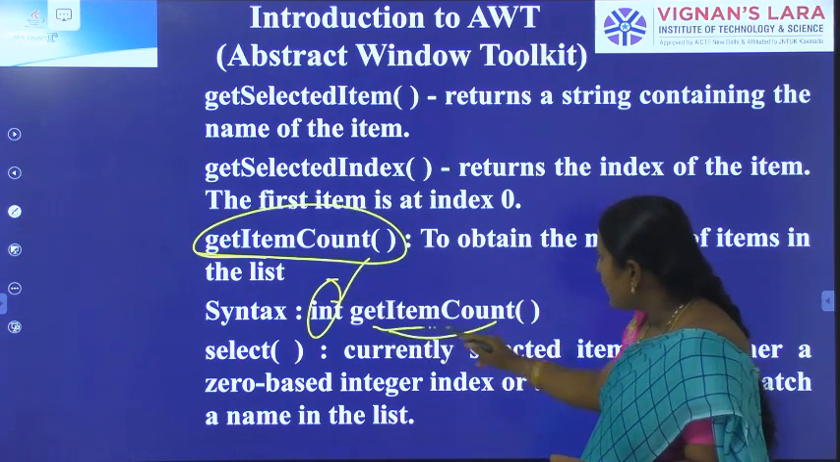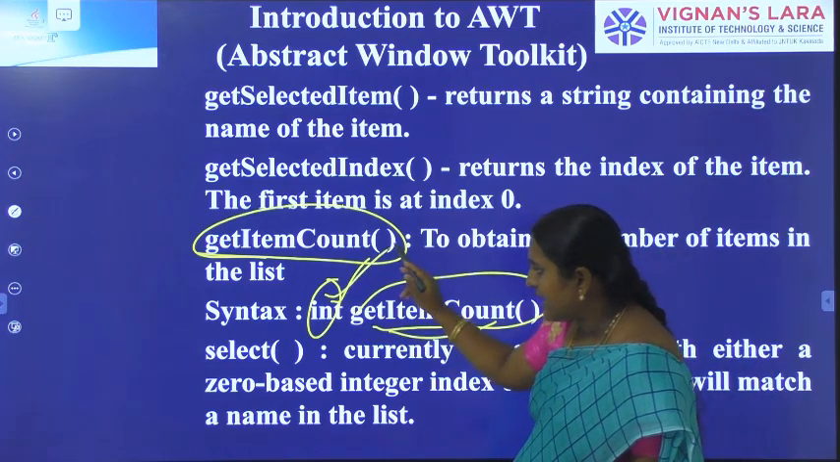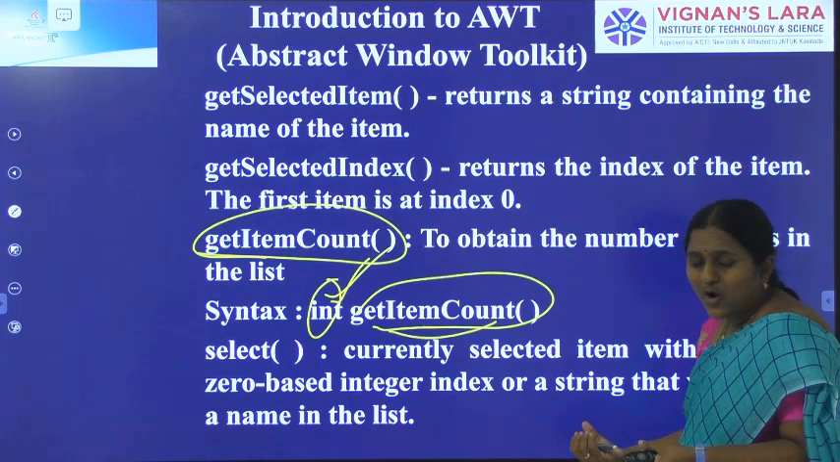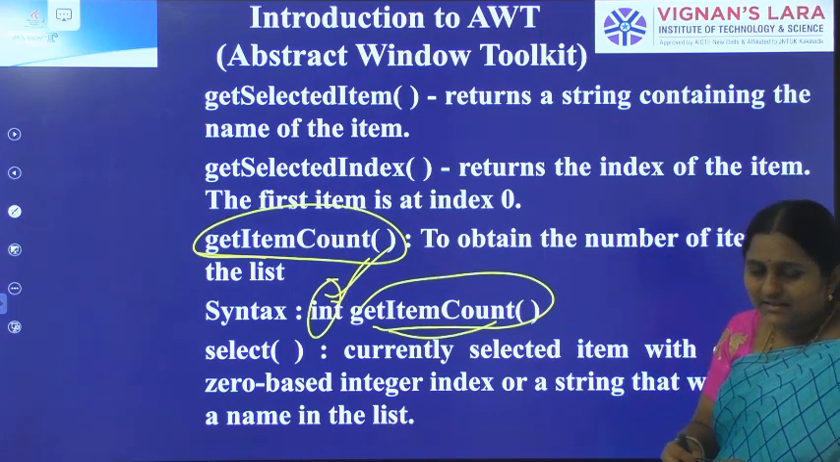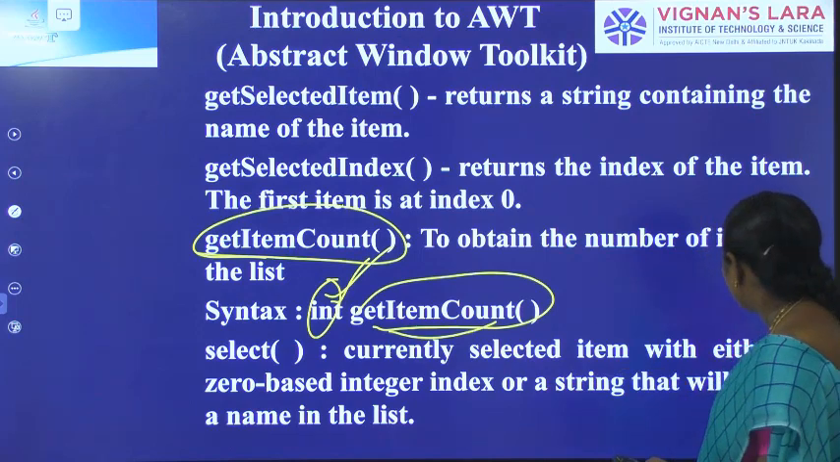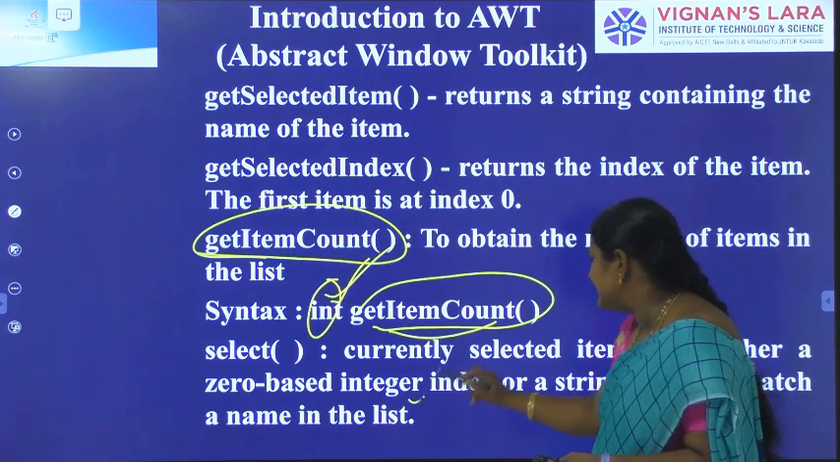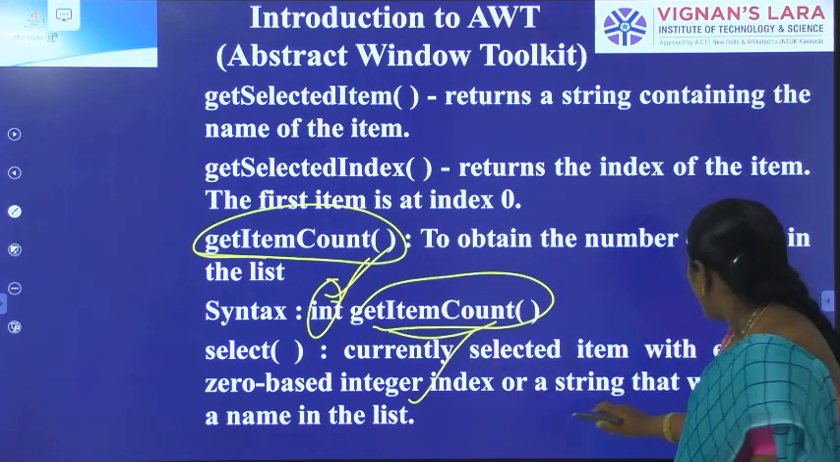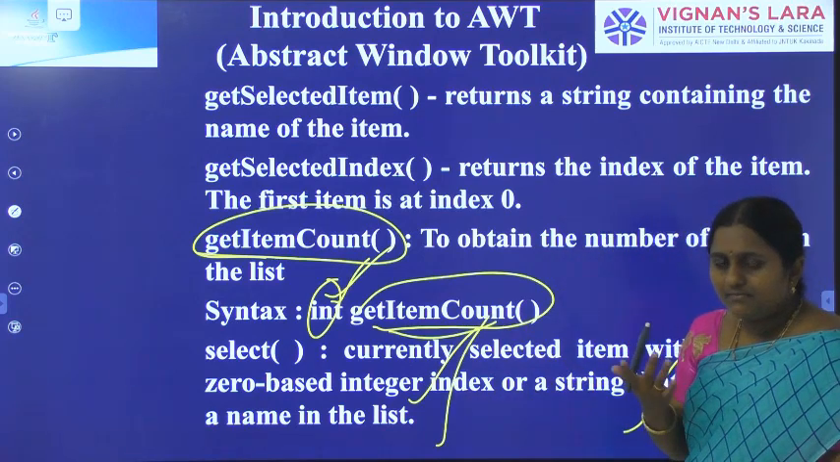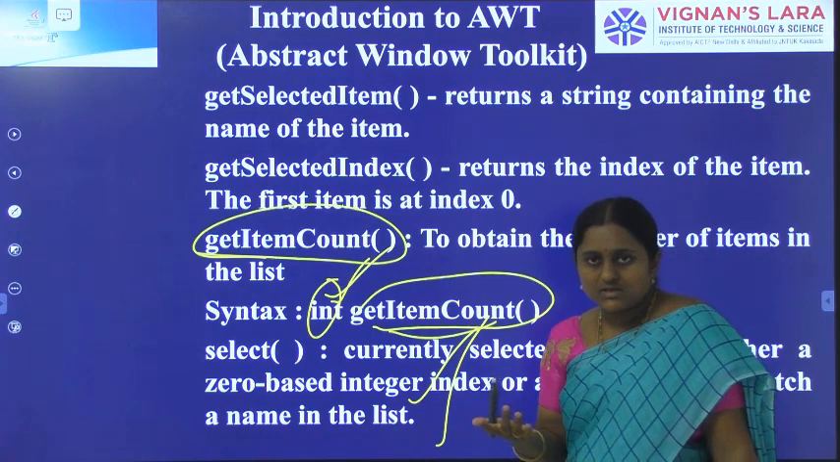The getItemCount method returns an integer type. Next one, select. Select means, in the choice, the number of items are added. So here select means the currently selected item, with either a 0-based integer index or a string that will match a name in the list.